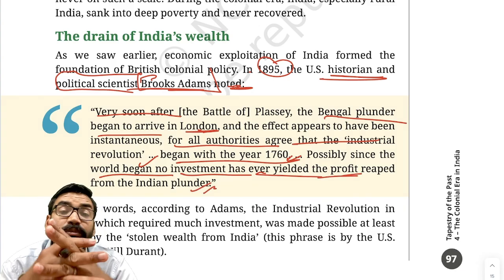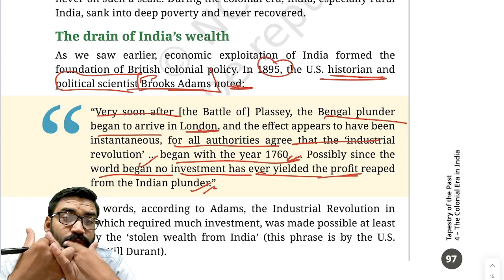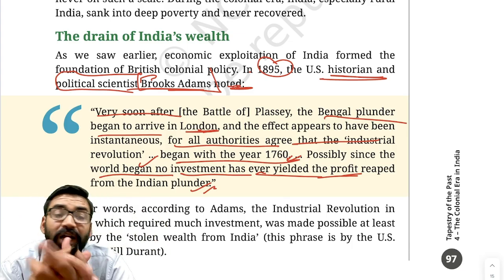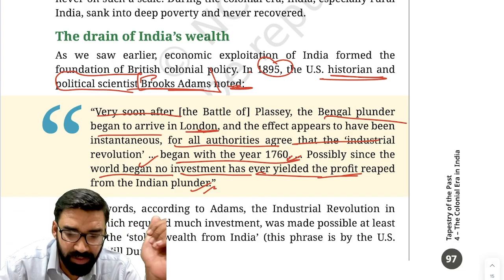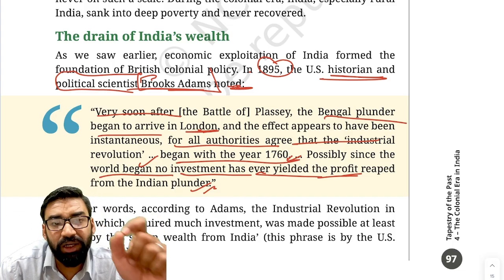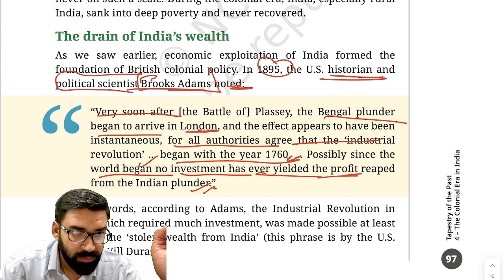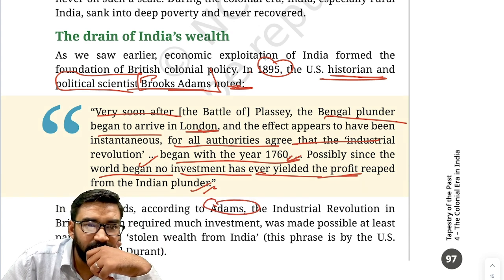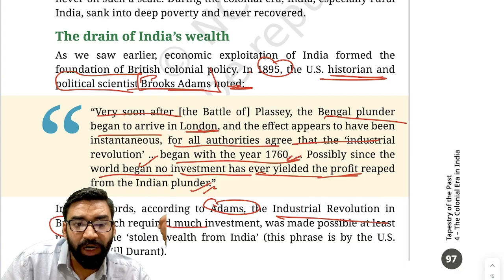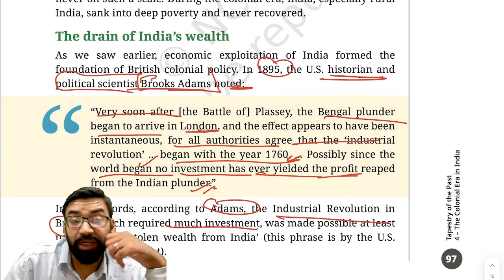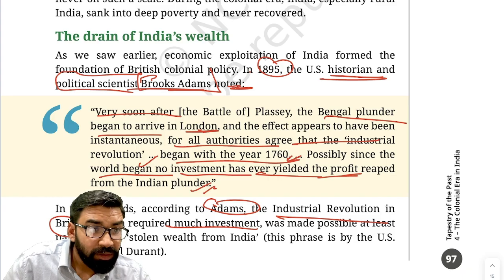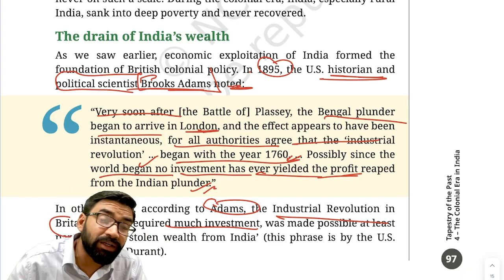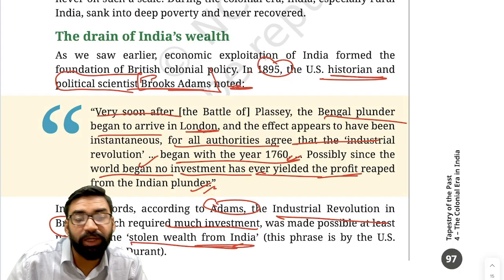So at the same time, Britishers started the industrial revolution and they used to earn profit here. They used to take the revenue from India and send it to London because they needed money for industrial revolution. Fine. So, according to Brooks Adams, industrial revolution in Britain required much investment, but it was made possible. So, industrial revolution of Britain is actually funded partly by the stolen wealth from India.